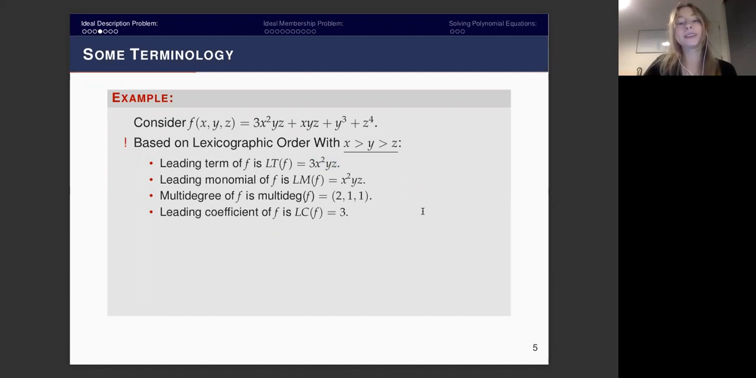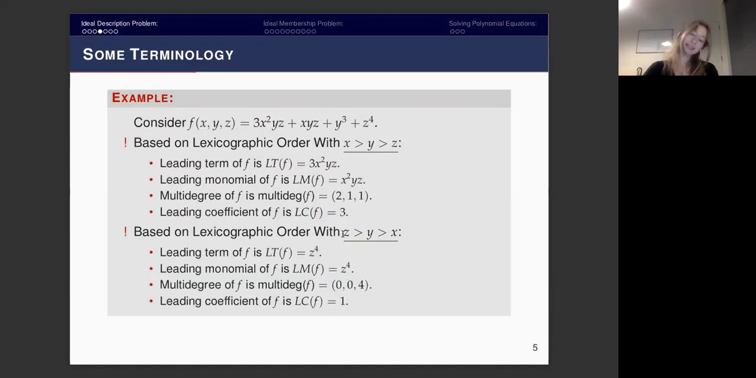But in the LEX-ordering case where z is prioritized, I am choosing the leading term to be the monomial where z has the highest exponent. That's why LT(f) now is z to the power 4, and the multi-degree of f is 0, 0, 4 accordingly.